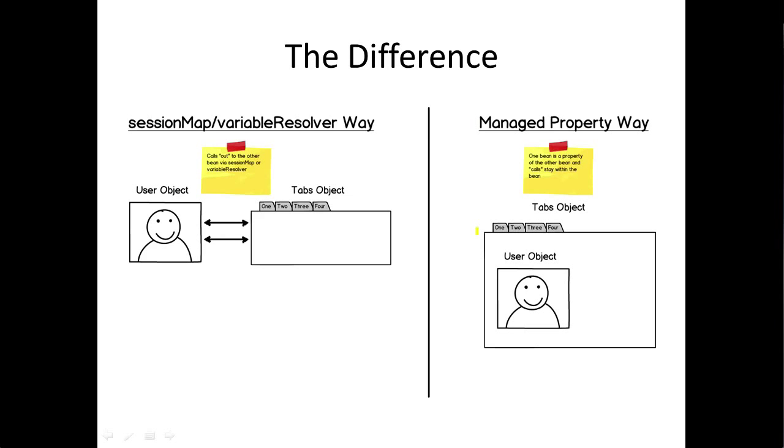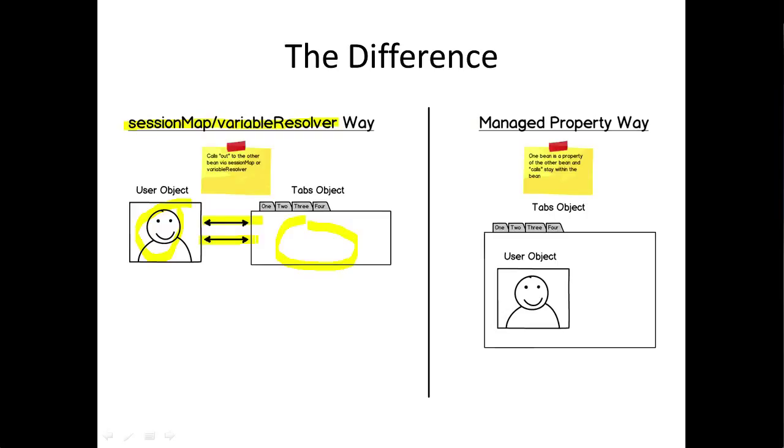Okay, so let's see if we can get a visual on the difference between these two methodologies. In part two, we talked about using a session map and a variable resolver to reach outside of the tabs bean and go connect to the user bean. And so in that case, the user bean itself was one object and the tabs bean was a separate object. They're both configured to be in the session scope. But whenever we needed information from the user bean, we reached out either through a variable resolver or through the session map, and we grabbed a hold of that bean, and then we read, in our case, an array of information describing which tabs that user could see.